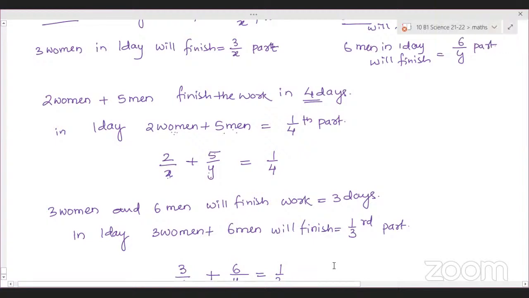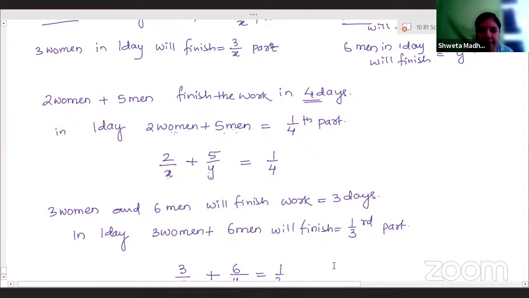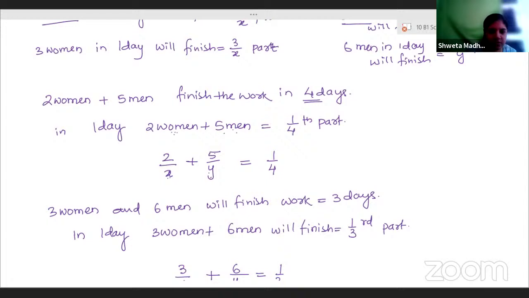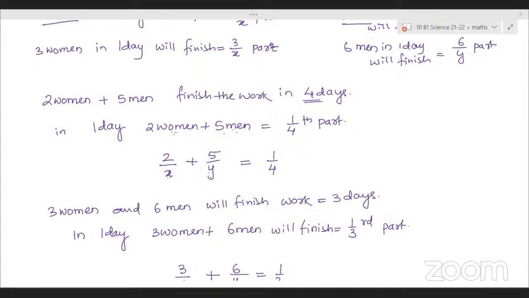Ma'am, I got the answer: a woman takes 18 days and a man takes 36 days. But in the book the answers are opposite: a woman takes 36 days and a man takes 18 days. For me also the same thing is happening. Everyone got the same X value? What X value did you get? 18. Yes, I got 18 too.